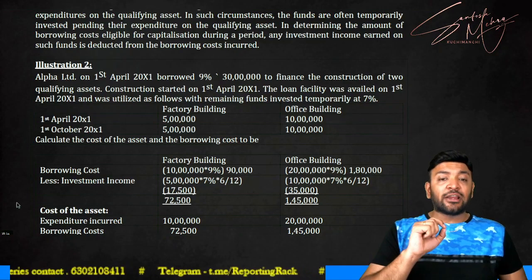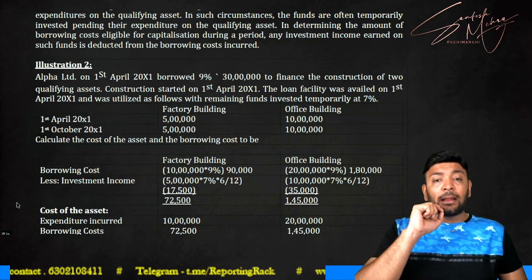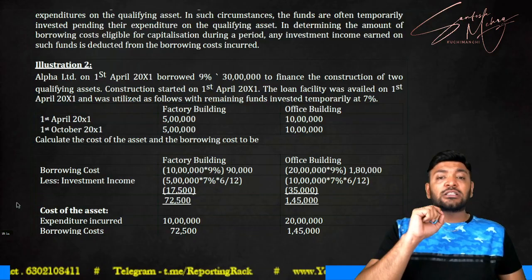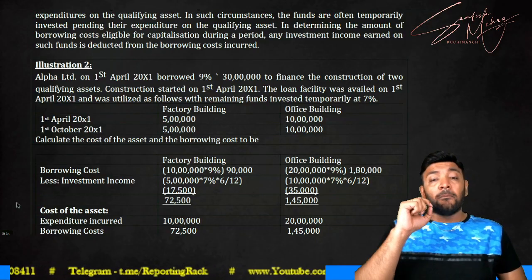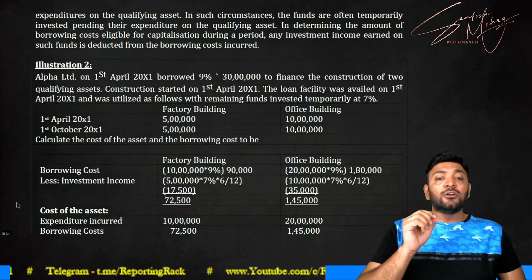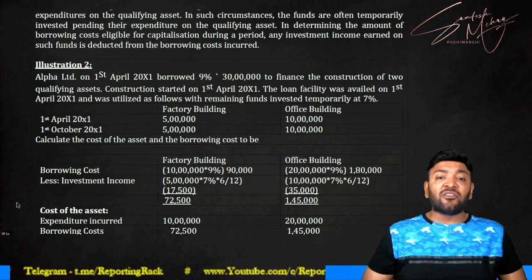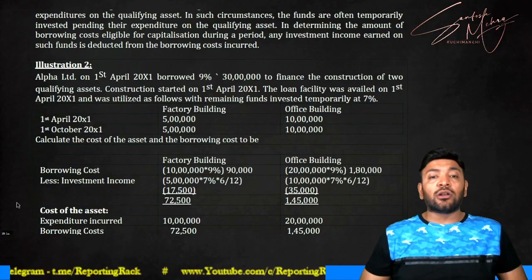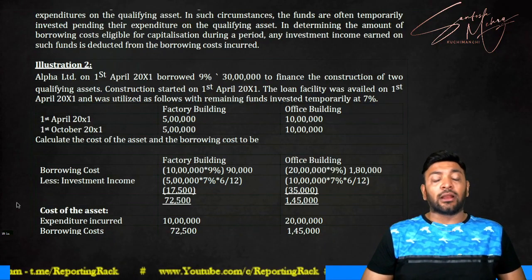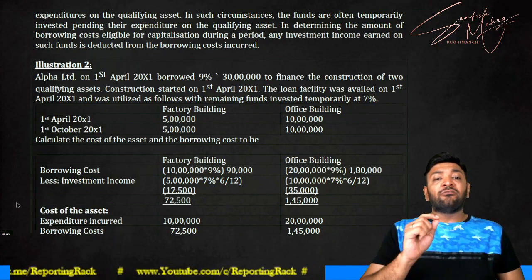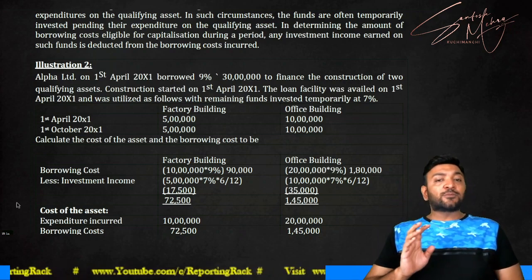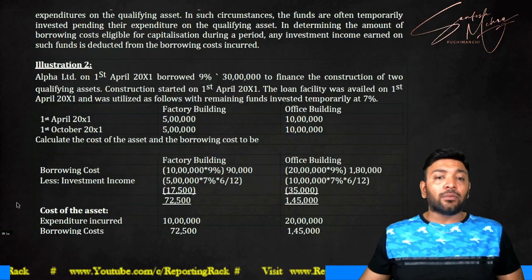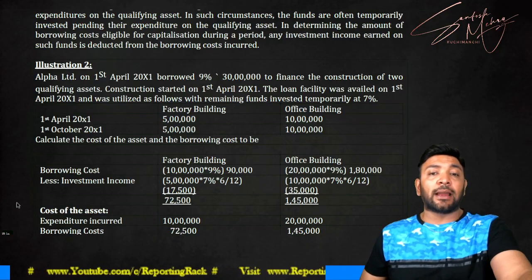Whenever it is a specific borrowing, then the amount of borrowing cost eligible to be capitalized is equal to actual borrowing cost minus return on idle funds. So here you know what is a return on idle funds. You also know what is the amount of interest which is payable. Factory building 10 lakhs, office building 20 lakhs is the total expenditure. Let's try to calculate what is the amount eligible to be capitalized.